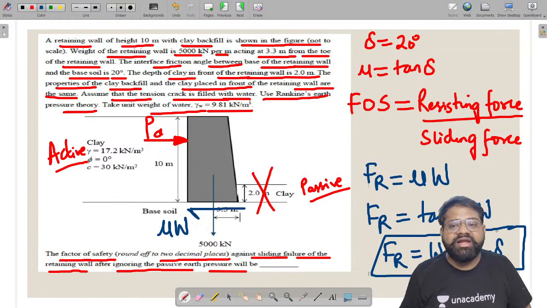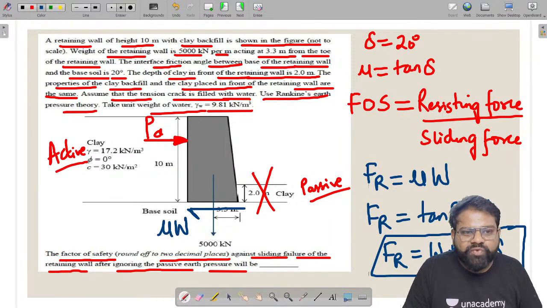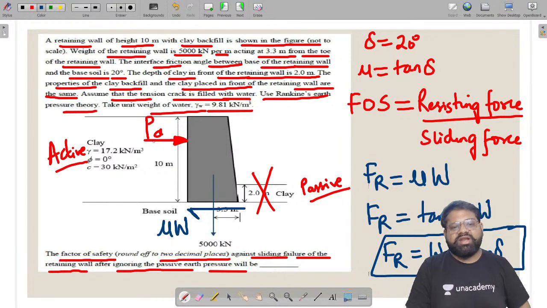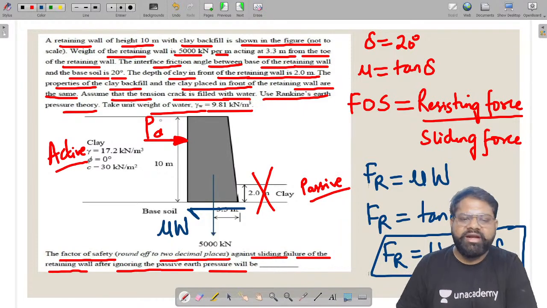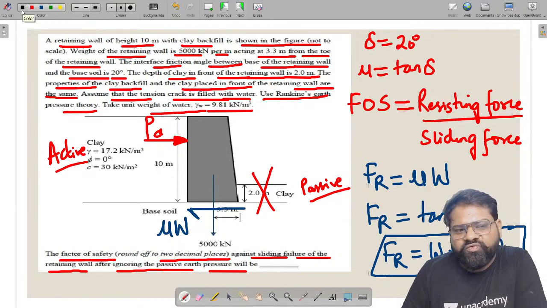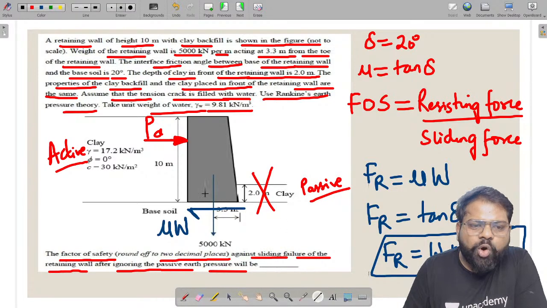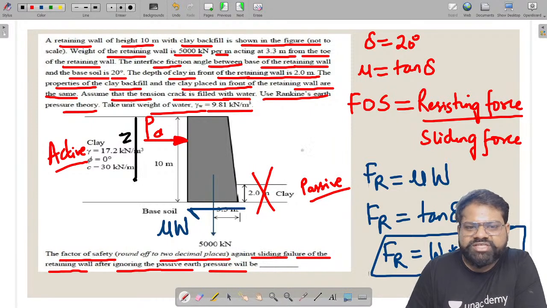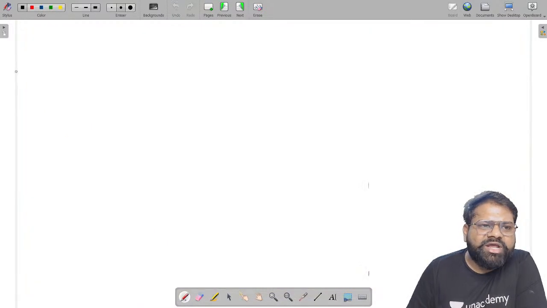Now we will calculate the sliding force. The sliding force is nothing but the active thrust. How do you calculate the active thrust? Just think about it. What do we have to do in order to find the thrust? Just take a small element anywhere in the soil. Suppose I have taken a small element at a depth Z below the ground surface at this point. So just calculate the active earth pressure at this point.